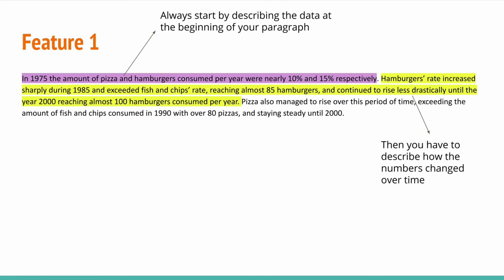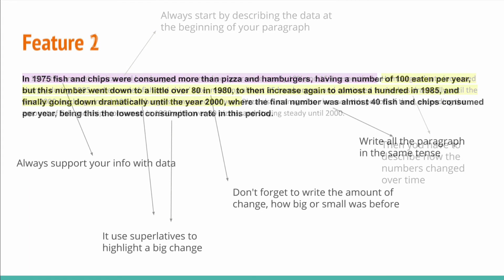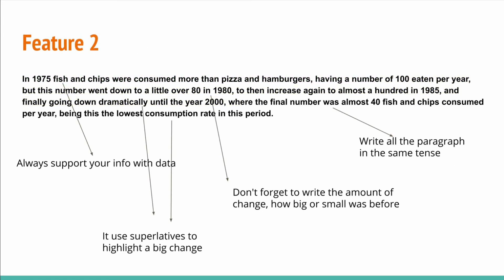Pizza also managed to rise over this period of time, exceeding the amount of fish and chips consumed in 1990 with over 80 pizzas and staying steady until 2000. Also, for your feature paragraphs, remember to always support your information with data. Write all the paragraph in the same tense. Use superlatives to highlight a big change, and don't forget to write the amount of change, how big or small it was before.